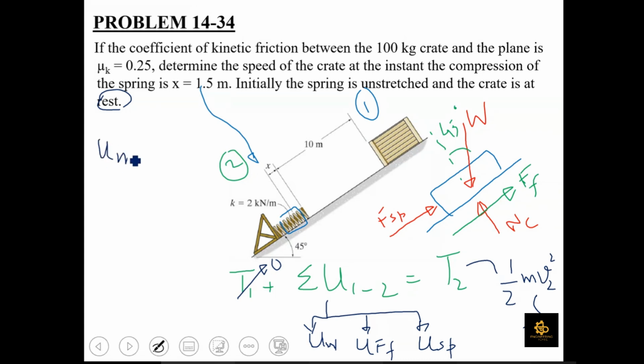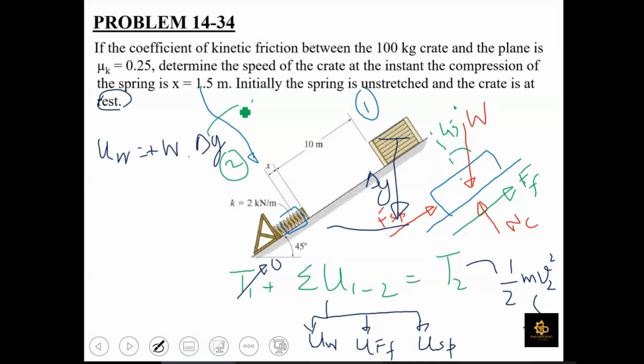First of all, starting with the work done due to weight. As per our previous discussion, the work done due to weight would have a magnitude of W times delta Y. Should it be positive or negative work done? Sir, positive. The weight is acting downward. The vertical displacement is also acting downward. So work done due to weight is going to be a positive quantity. Weight is going to be equal to 100 into 9.81. What about this delta Y? Can you identify the value of delta Y?